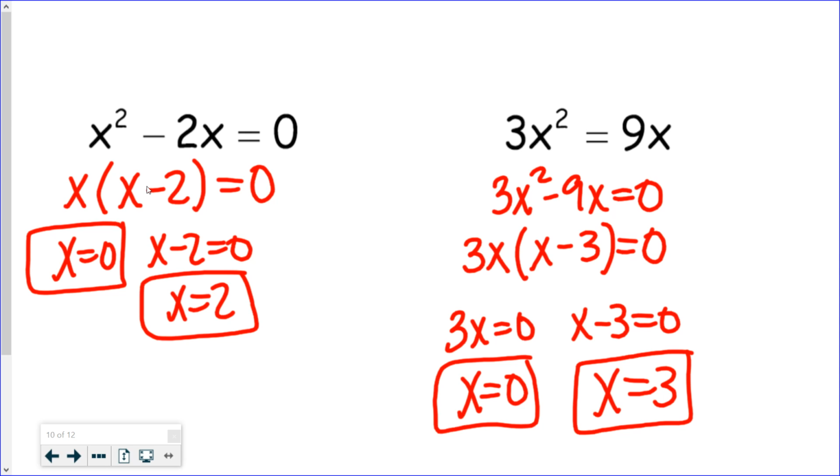Again, it's so tempting for students just to divide off one of these x's, and then you just end up with this problem. 3x is equal to 9, divide by 3, and you see how you just get one solution, x is equal to 3. You miss out on this other solution, so don't divide by x when you're trying to solve. Bad.